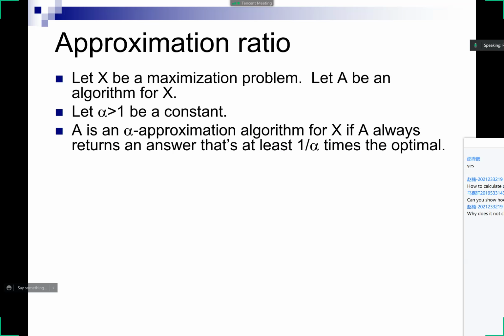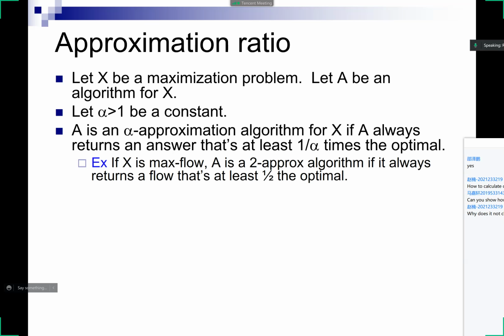So we're trying to make the solution be as large as possible, and here I might only give you a solution which is like 80% of the optimum, or 50% of the optimum. Whatever, and we want alpha to be small. So the smaller alpha is, the better the answer I'm providing. For example, if X here is the problem of max flow, then if you have a 2 approximation algorithm for max flow, that means that you output a flow which is at least half as large as the maximum flow. And the smaller alpha is, the better the approximation.